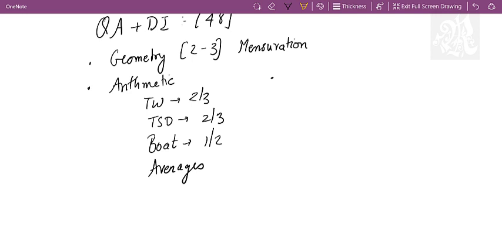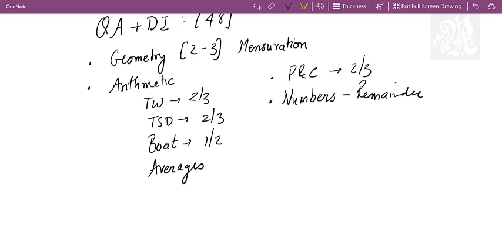Talking about the next one, permutation and combination, you can have at least 2 to 3 questions. Even today they had 2 to 3 questions on permutation, combination, and numbers. You'll have questions on remainders and all the basic things.